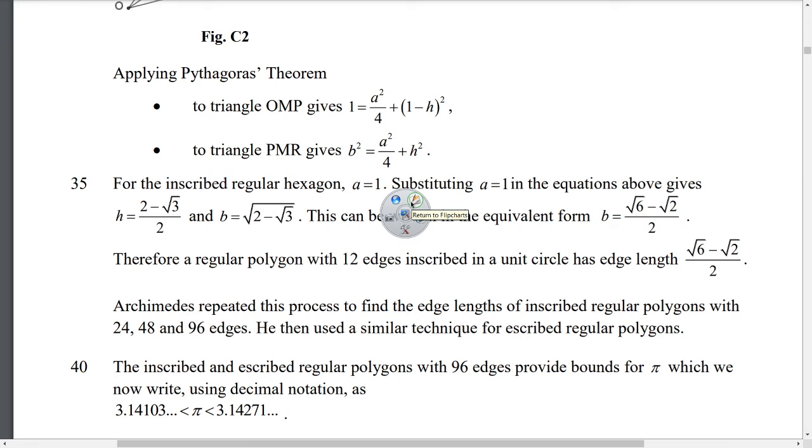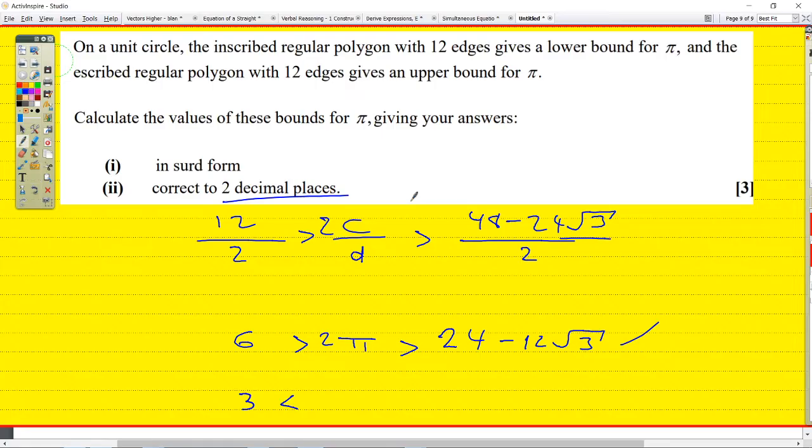Yep, that's the mistake. Go on, what is it? After you divide it by 2, it's 3 root 6 minus 3 root 2. And not 6. 2 is less than. Is it less than? Yes. Is less than pi. And then 24 minus 12 root 3. Yay!